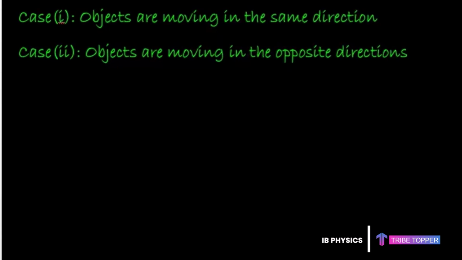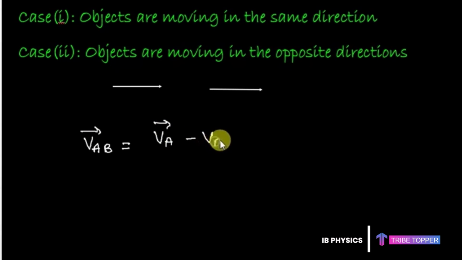Now let's find out, if two objects with whatever velocities are moving in the same direction, so object A is moving, say, towards east and B is also moving east, then the relative velocity of A with respect to B, as per the formula we found out, is VA minus VB, right? So here your theta is 0, both objects are moving in the same direction.